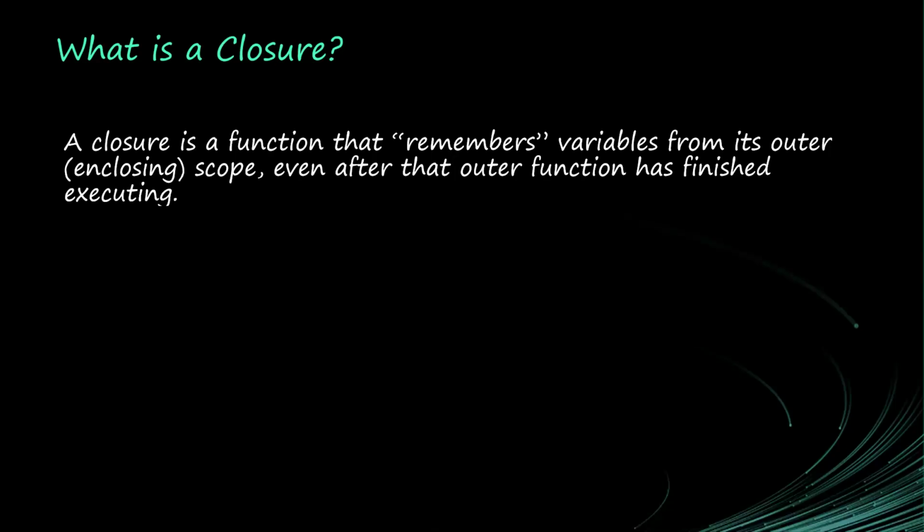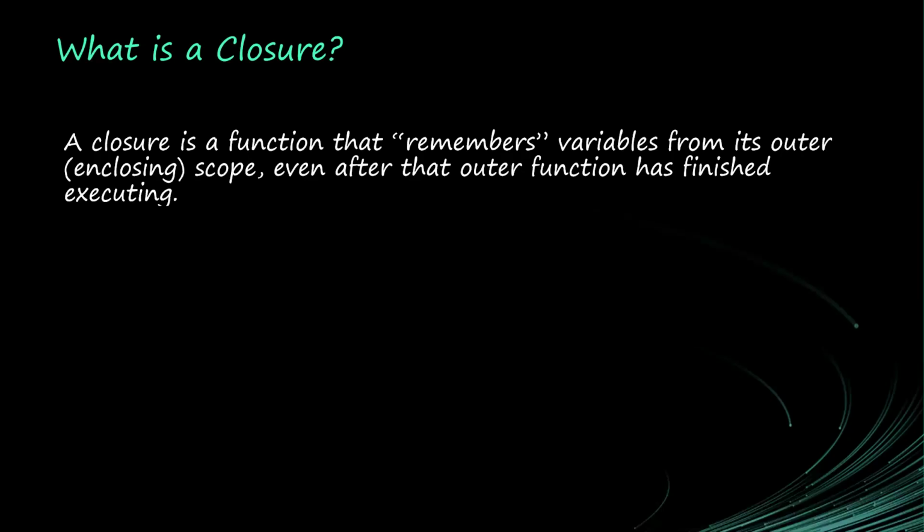Now, for you to really understand closure, you need to understand scope. We have discussed scope before. We talked about global scope, function scope and block scope. But there's another one called lexical scope. Now look at this definition. Let's break it down. It's a function that remembers variables from its outer scope.